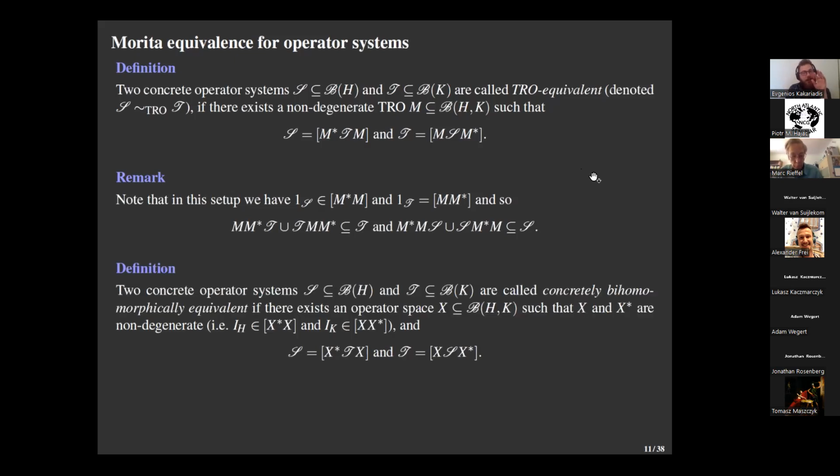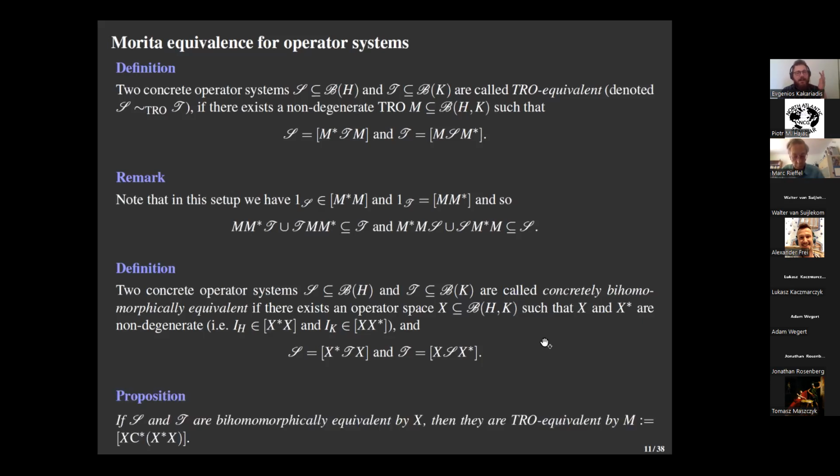And closely related to that is something less, okay? So we say that two concrete operator systems are concretely bihomomorphically equivalent if you can do something similar, you have similar relations, but you drop the TRO. You just have an operator space X, and you just assume that X and X star are non-degenerate, so that they contain the unit. Okay. So this is something less, and it's good to have something less because it's less things to check.